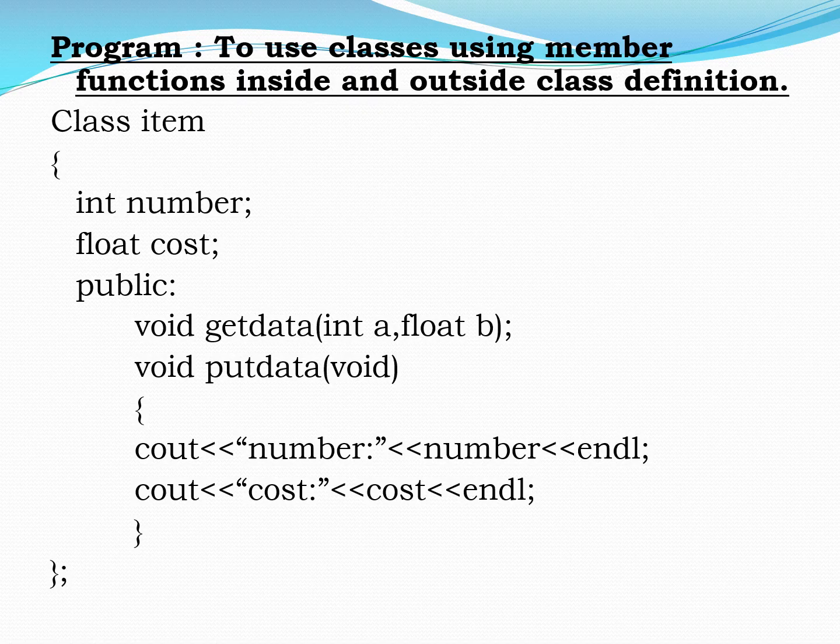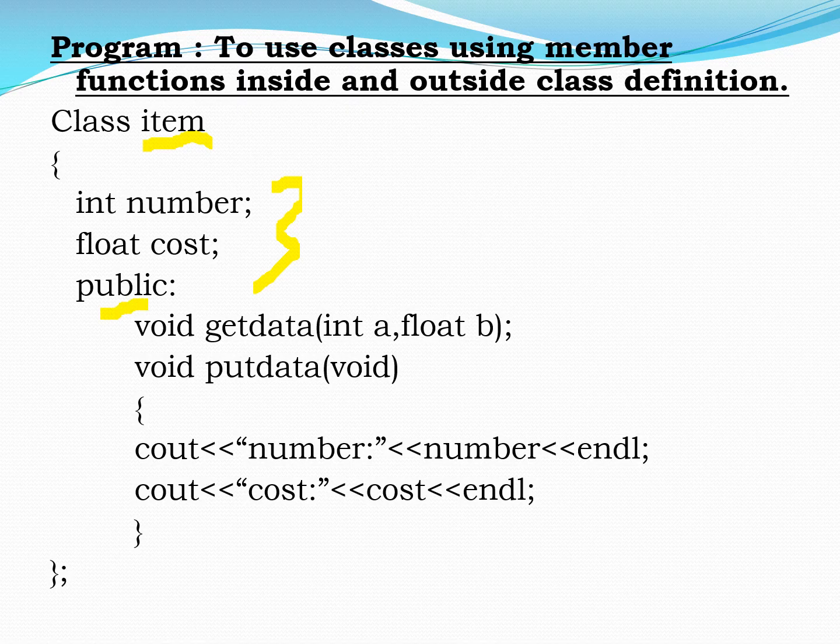So I have created a class called item. I start my class with the open brace, and I have created two data members, number and cost, with two different data types. One is int, one is float. I have never specified any access specifier. Once you never specify any access specifier, it is understood that it is by default private.